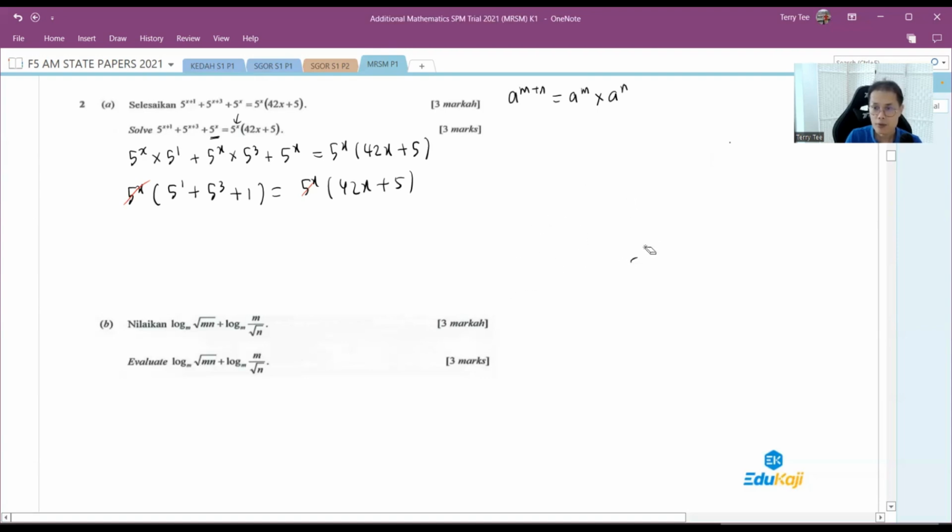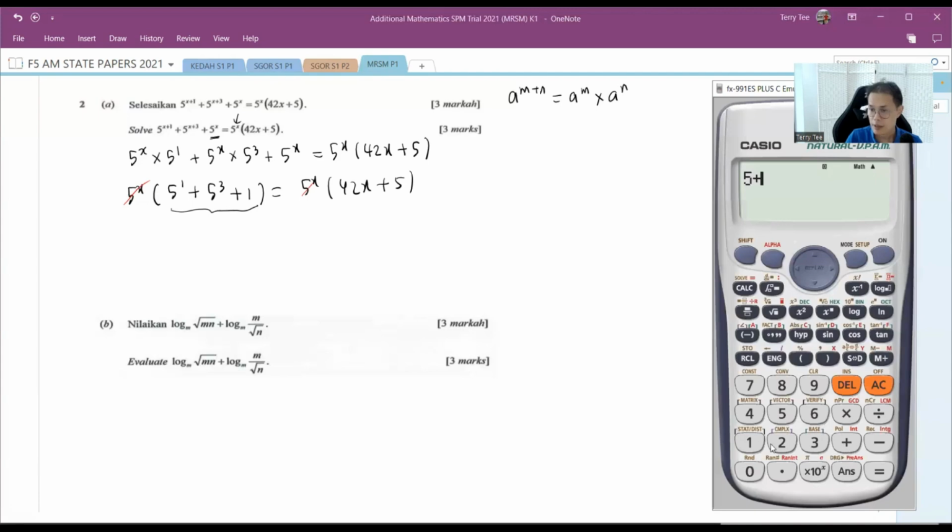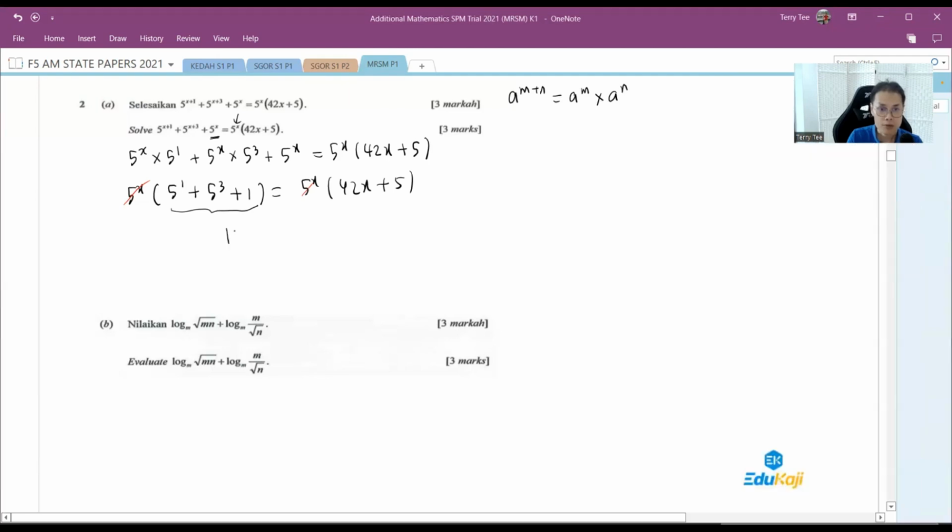That will leave us with this equation over here. This is 5 plus 125 plus 1. Can't work out mentally, just use a calculator. 5 plus 5 power 3 is 125. When you add 1, this will give us 131. So I'm going to write 131 here. And now you're left with 42x plus 5. It becomes an easier equation.